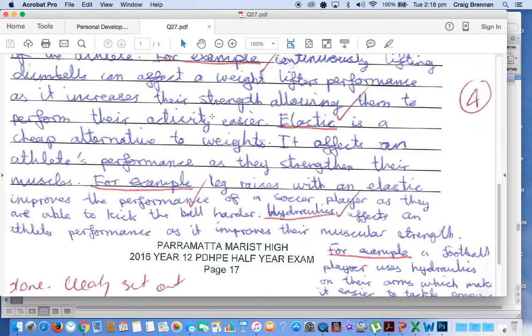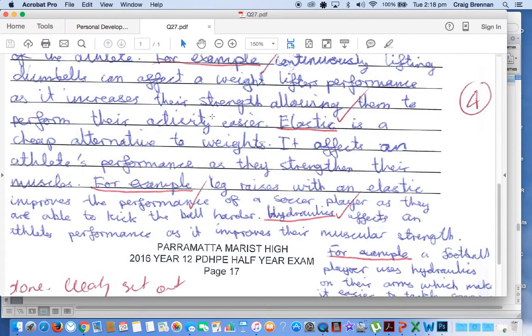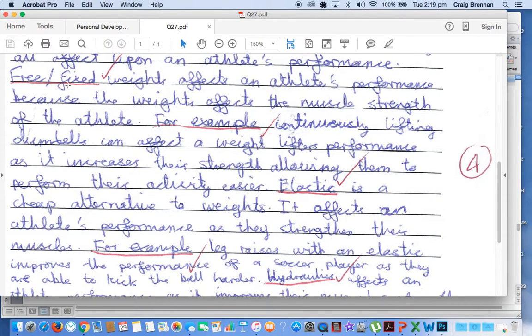For me, the concern was that students weren't able to include the 3 areas: free or fixed weights, elastic or hydraulics. They spoke very generally about weight training. So you needed to include the specific 3 areas from the syllabus. These are the specific strength training methods.